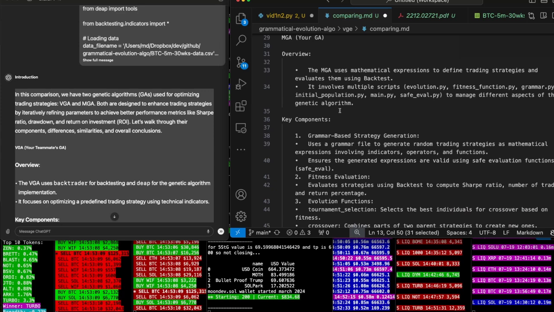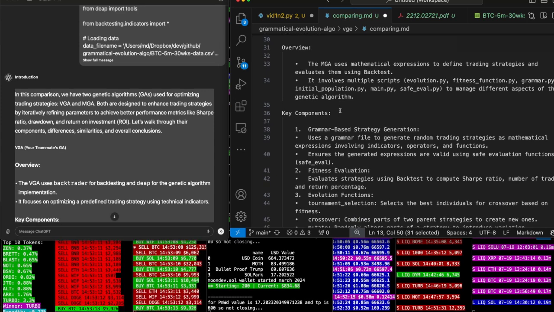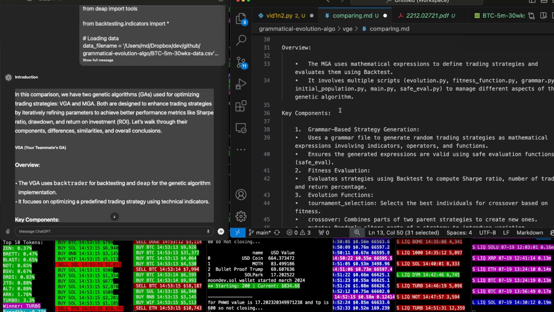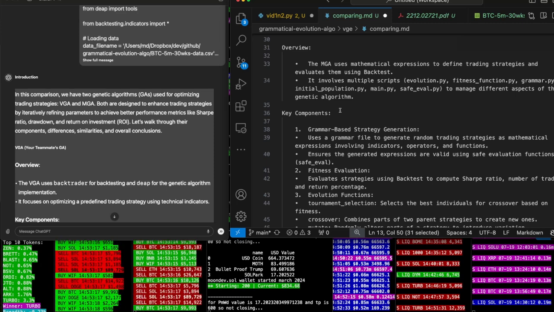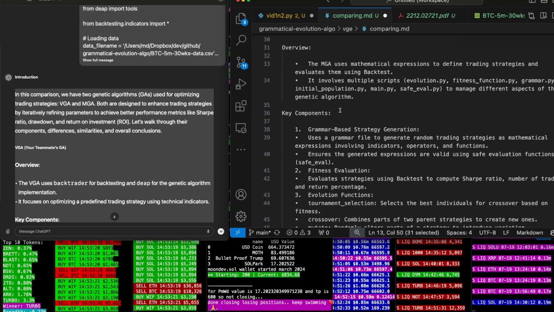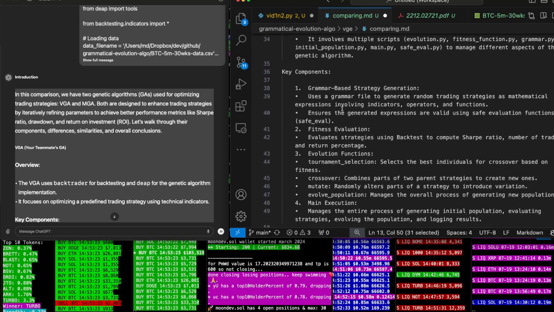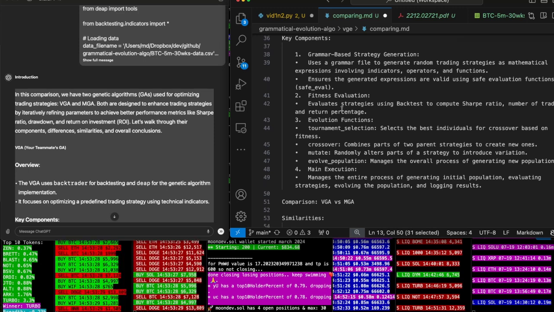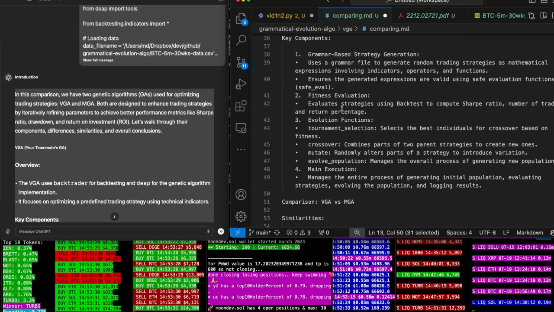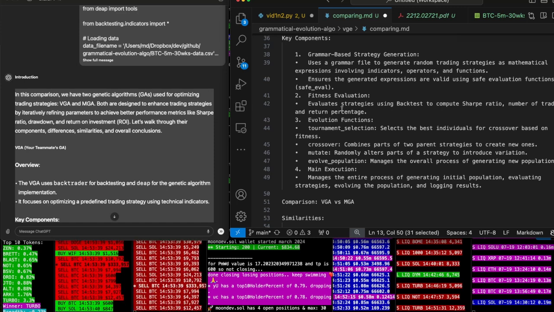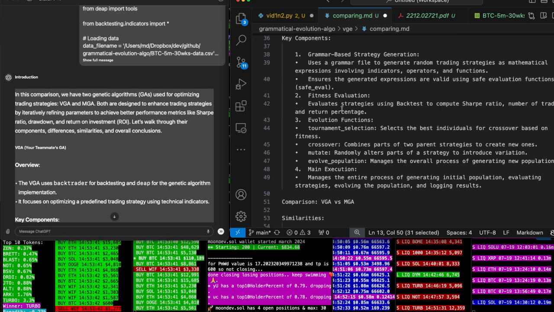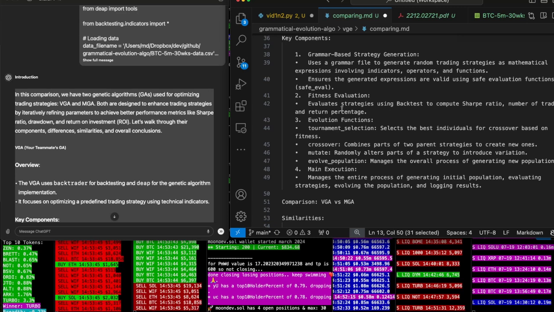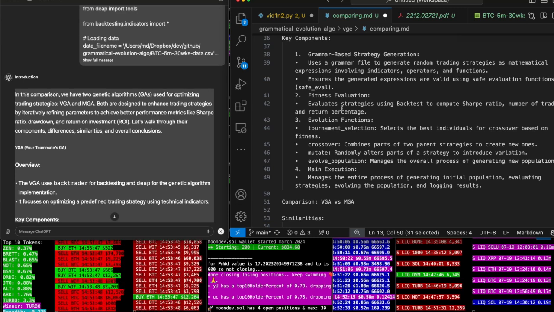The MGA. The MGA uses mathematical expressions to find defined trading strategies and evaluate them using backtesting. It involves multiple scripts, evolution, all these scripts. Key components: grammar-based strategy generation, using GrammarFile to generate random trading strategies as mathematical expressions involving indicators, operators, and functions. Ensures the generated expressions are valid using safe evaluation functions, safe eval. Fitness evaluation: evaluate strategies using backtests to compute Sharpe ratio, number of trades, and return percentage.